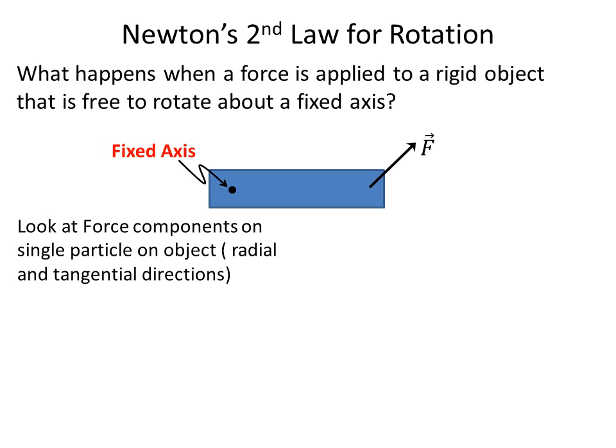We want to look at the force components on a single particle on the object in the radial and tangential directions. What I mean is, if we put a white dot where the particle is, and we have the force being applied to that particle, we can break that force into two components, a part that is tangential and a part that is radial. There's a dotted white line connecting the point to the fixed axis, and the particle is a distance of r from the axis. The radial force lies along the dotted line, and the tangential force is perpendicular to this line.